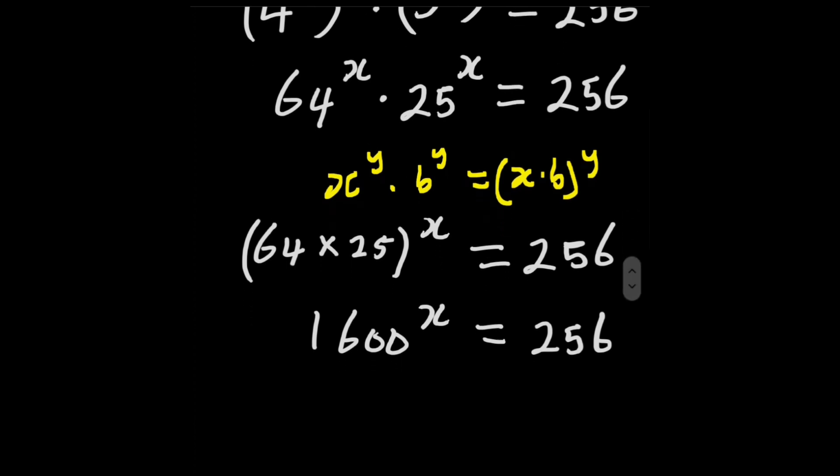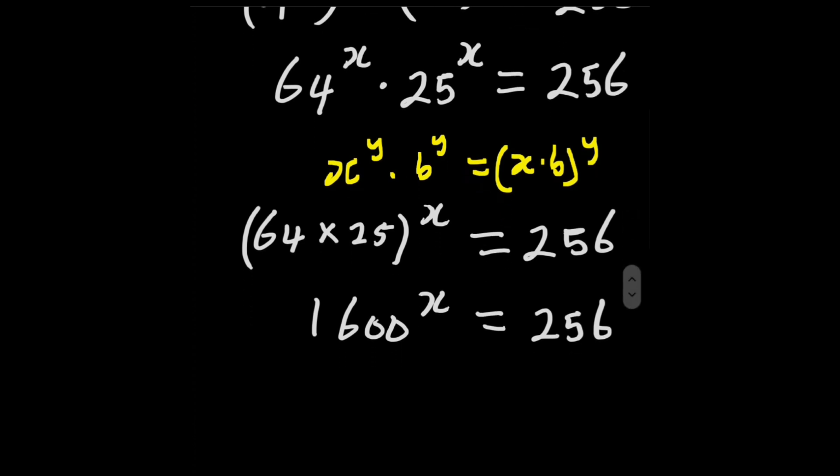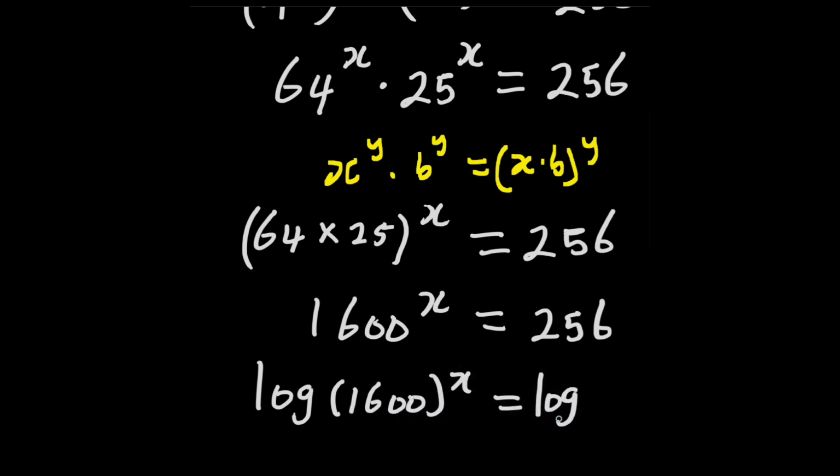Now what do we do from here? Now in the left hand side the base is 1600, while in the right hand side we have 256. So in this case there's no way we can make the bases the same. So therefore we're going to take the log of both sides to the base of 10. So when we apply logarithm, we're going to have log of 1600 raised to the power of x, which is going to be equal to log of 256.